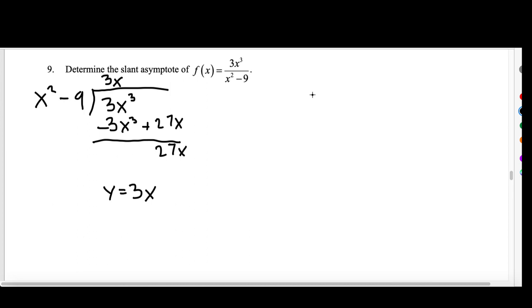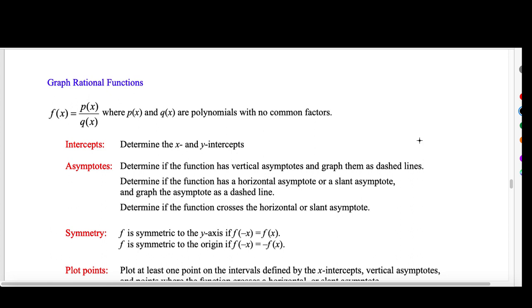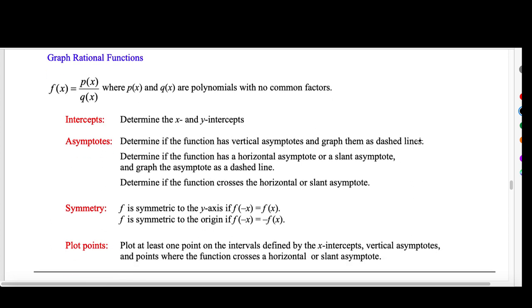Okay, so we've touched on a lot of characteristics of rational functions, right? How to identify horizontal, vertical, slant asymptotes, and how to identify where a function potentially may cross a horizontal asymptote. So our next step now is to actually go through the process of graphing a rational function, right? So here's a good set of guidelines when graphing a rational function.